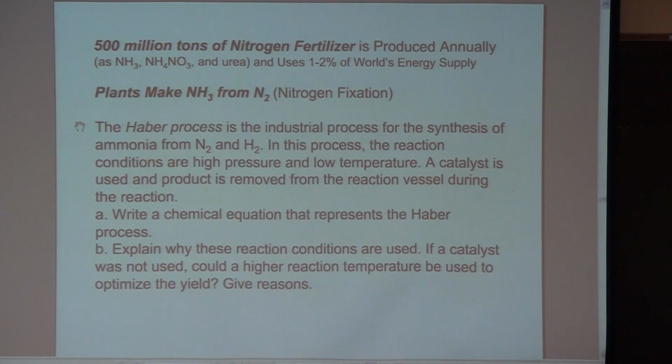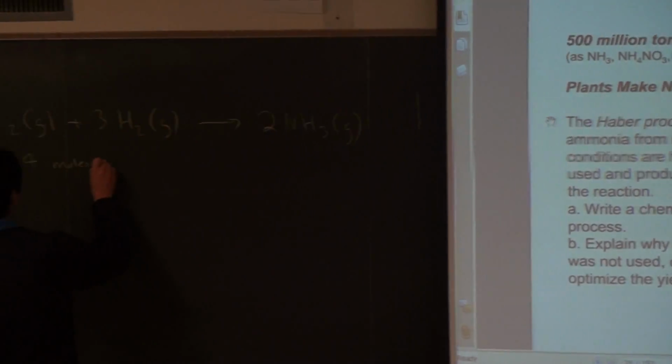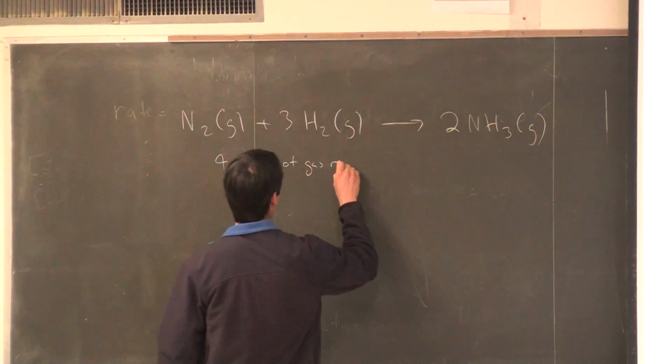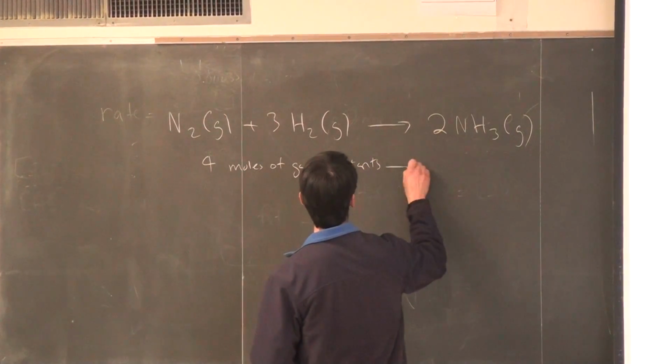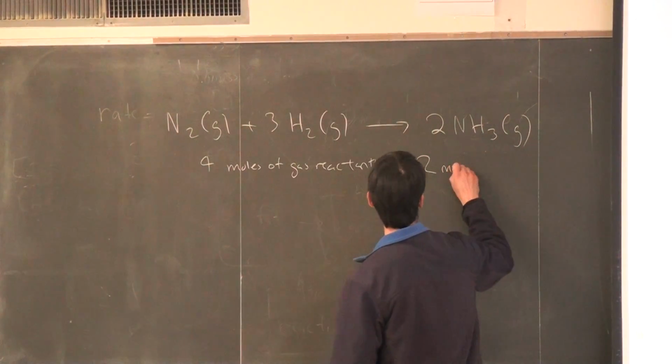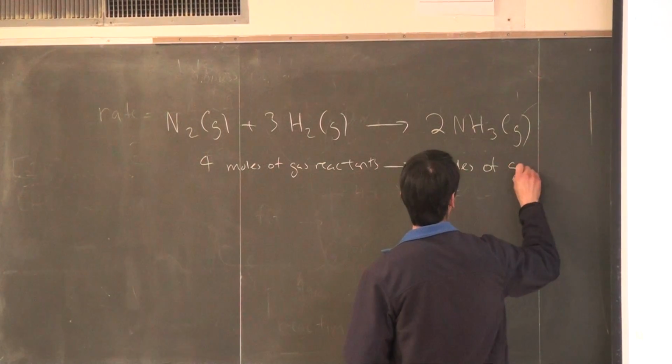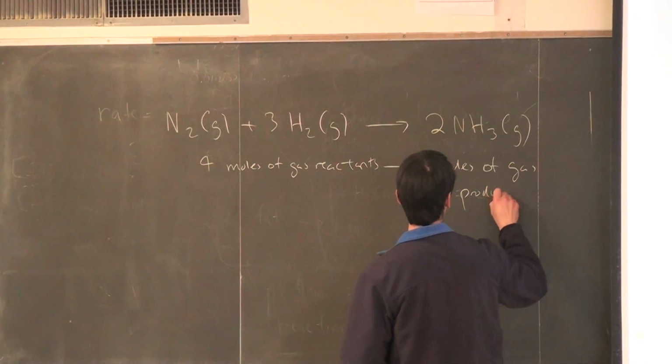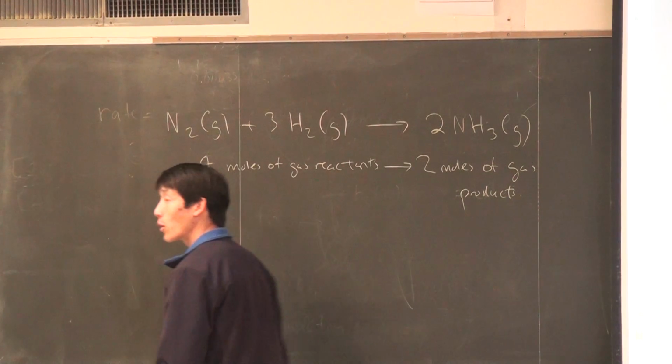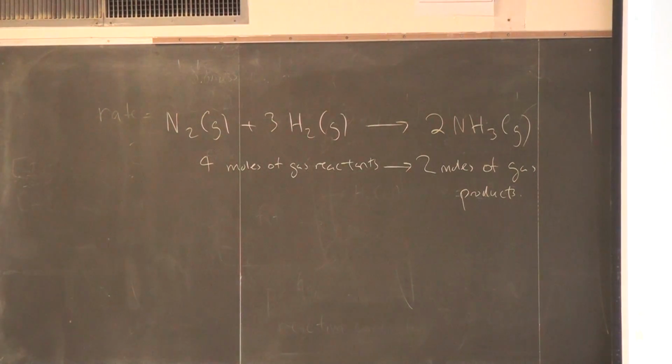Solubility of gas has to do with the gas being soluble in, say, a liquid, and there's no liquids here. Number of moles? Yeah, so we have a number of moles. Now, how many moles of gas reactants are present? We have 4 moles of gas reactants. How many moles of gas products are produced? We have 2 moles of gas products. So if we increase the pressure, in which direction will the reaction shift? Toward the product side.